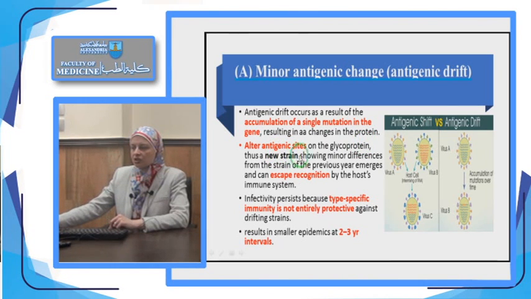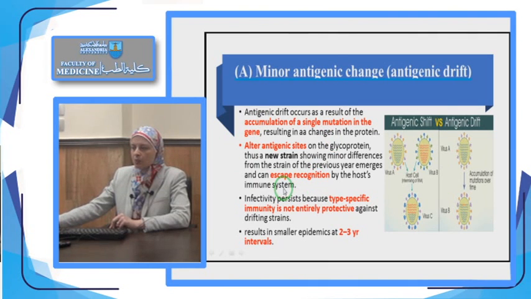With this alteration in the antigenic site on the glycoprotein, a new strain will show minor differences from the strain of the previous year. This is why we get influenza every year, because there are minor changes that happen due to mutation. And why do mutations occur so frequently? Because the RNA polymerase lacks an important property, which is fidelity, the proofreading. If any change happens, it will not be corrected. So mutations occur very frequently.